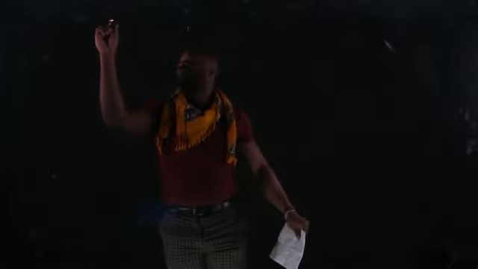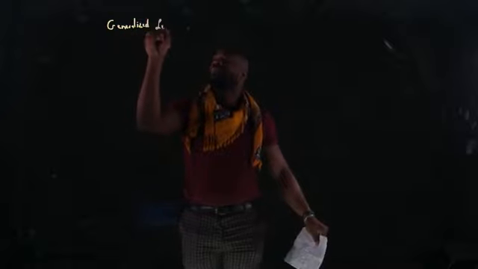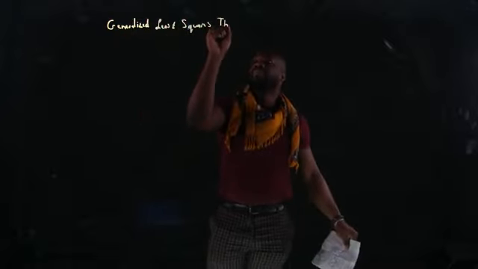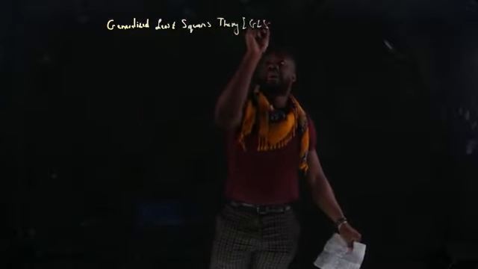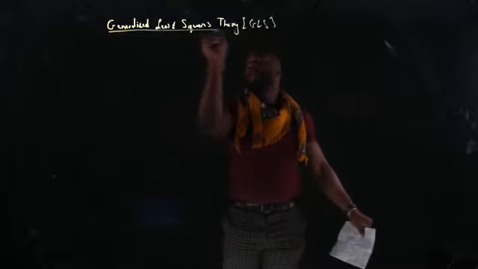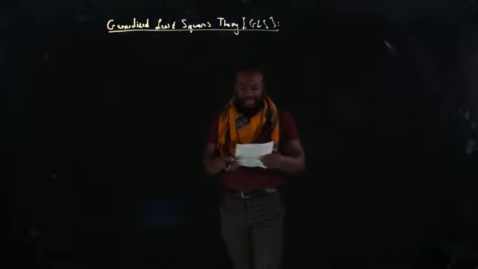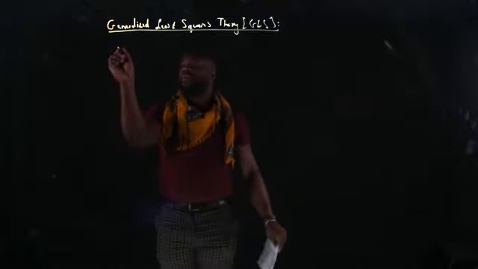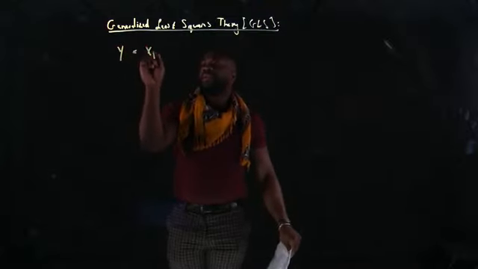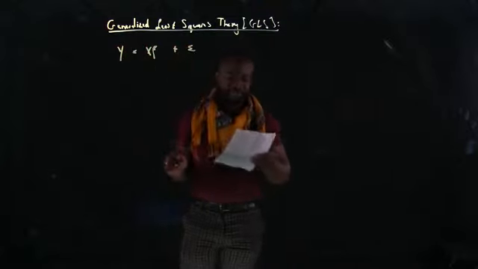For today's lecture, we're going to be talking about generalized least squares theory, also known as GLS. For GLS, we're assuming we have a model. Let's say we have a model y equals X beta plus some error e.